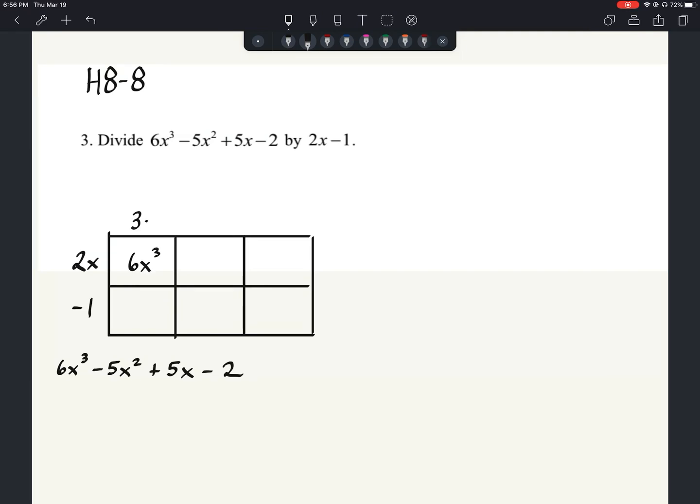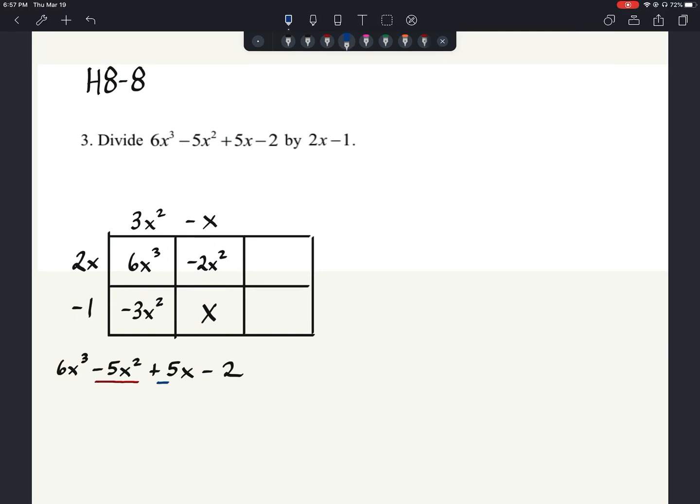All right, so let's go ahead and throw our 6x to the third in here, which means this needs to be a 3x squared. Multiply it times the -1, you've got negative 3x squared down here. We need to have a total of negative 5x squared, so we're going to need a negative 2x squared up here. And now that means this is going to have to be a negative x, right? Because negative x times 2x is negative 2x squared.